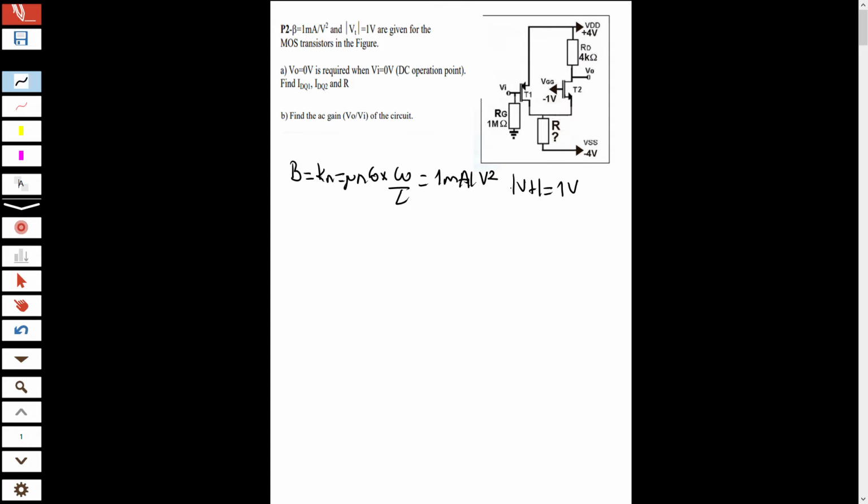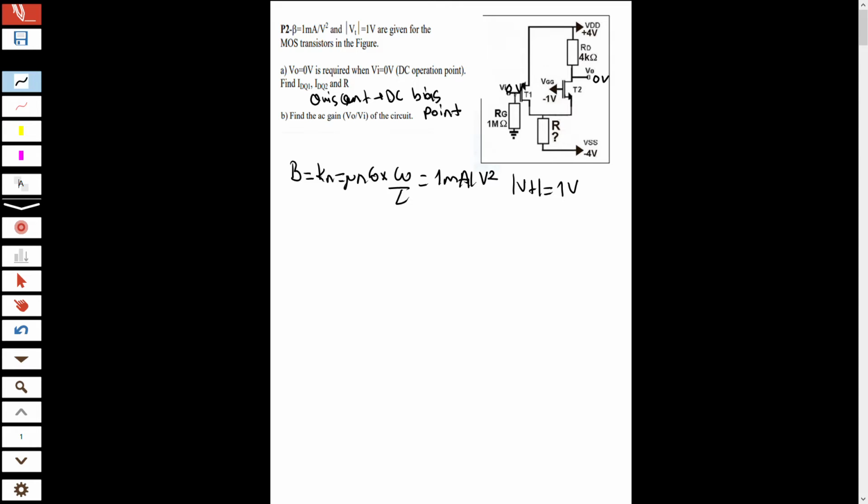Here in the question there is one PMOS and one NMOS transistor, and in section A we require the output to equal 0 volts when the input is 0 volts at this operating point. Find ID1, ID2 and R. This point means the DC bias point.